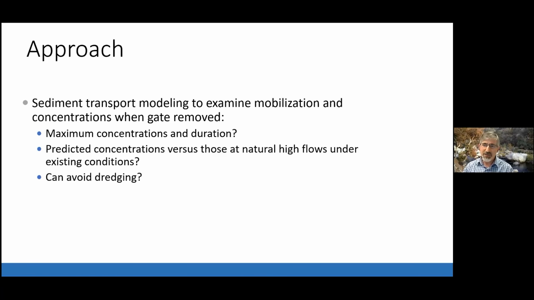So the questions we wanted to answer were, what kind of maximum concentrations would they have and for how long? You know, can we predict those concentrations and compare them against the kinds of concentrations that would happen during natural high flows? And then finally, kind of the big one for them, because it involves a lot of dollars, is could they avoid having to dredge in the reservoir ahead of this maintenance on the gate?